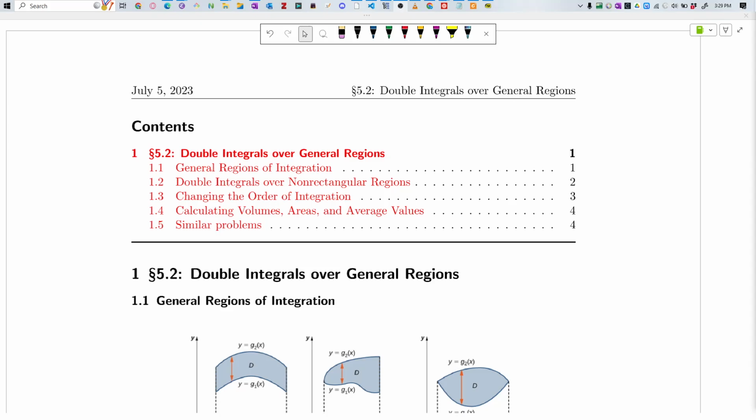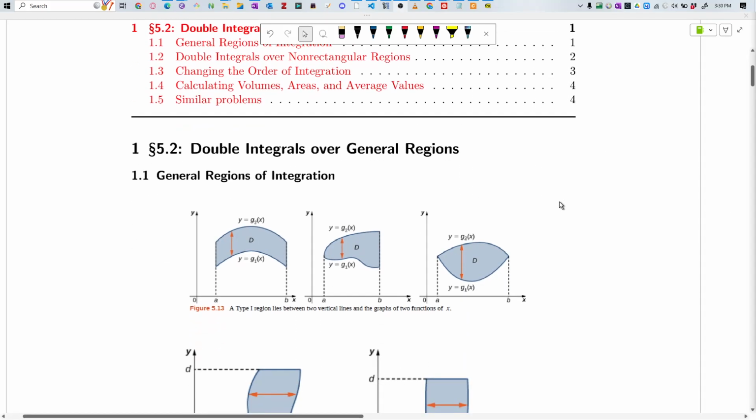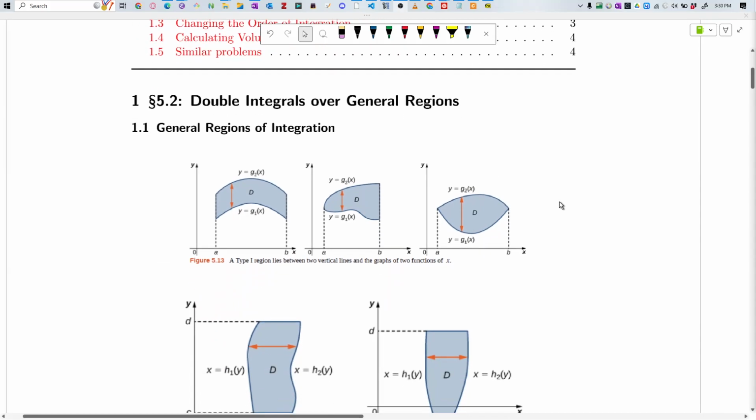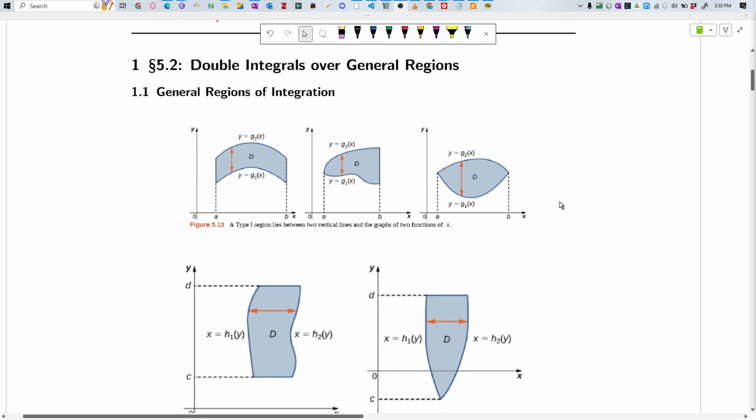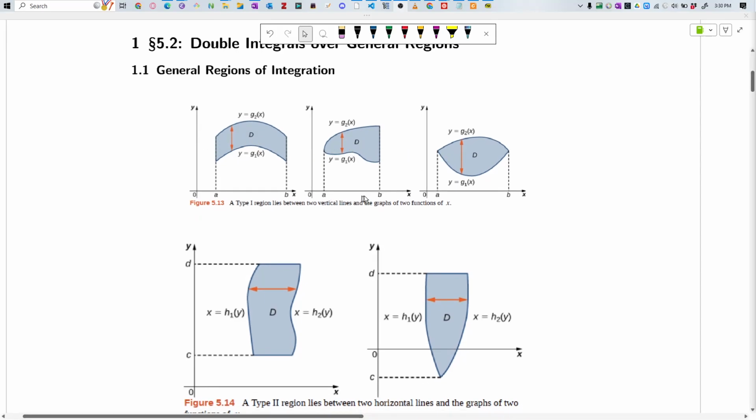Okay, so now we're talking about double integrals over more general regions, whereas before we had only rectangular regions. So the first thing is that we have these nicer regions than a completely general region, where you might be able to describe the integration over x or over y. So these regions where you can easily integrate with respect to x are called regions of type 1, and when you can easily integrate over y, those are regions of type 2.